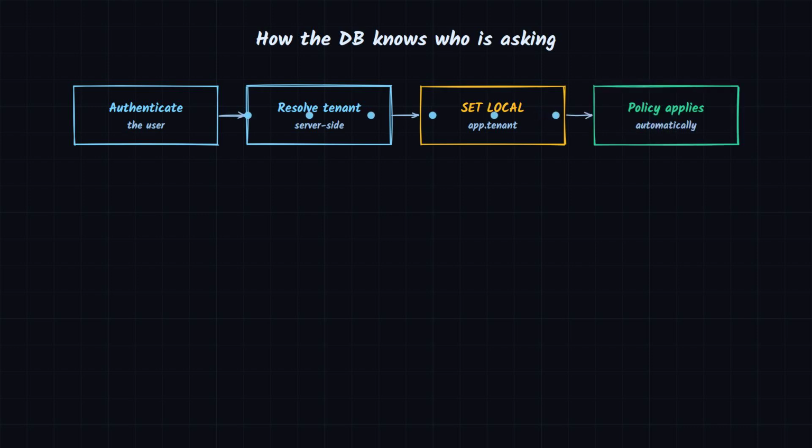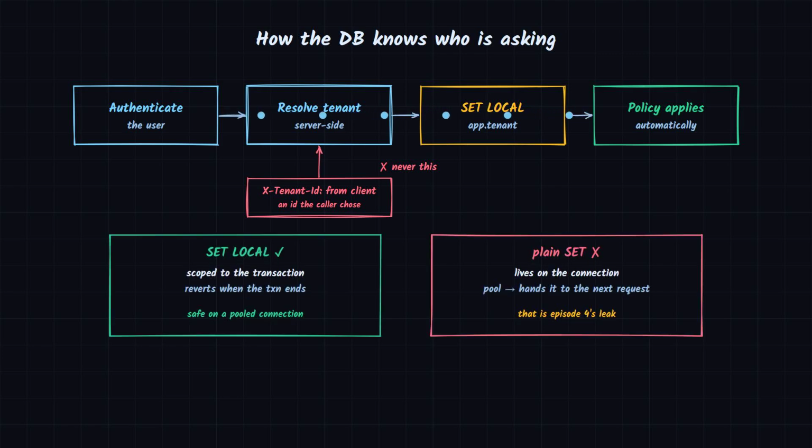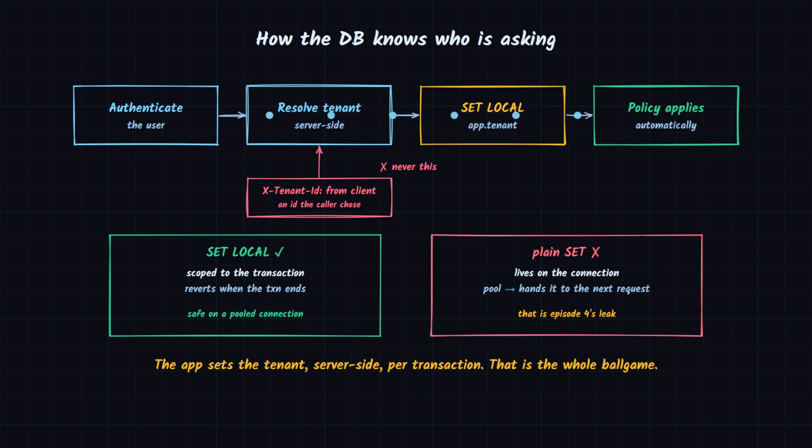And use SET LOCAL inside the transaction, not SET. The difference matters more than it looks. SET LOCAL is scoped to the transaction and reverts when it ends, while a plain SET lives on the connection, and connections go back to a pool and get handed to the next request, which might belong to somebody else. That is episode 4's problem, and it is how a perfectly correct policy leaks anyway.